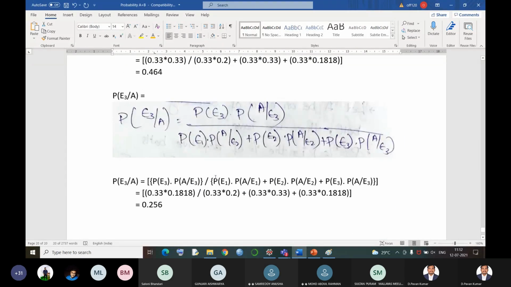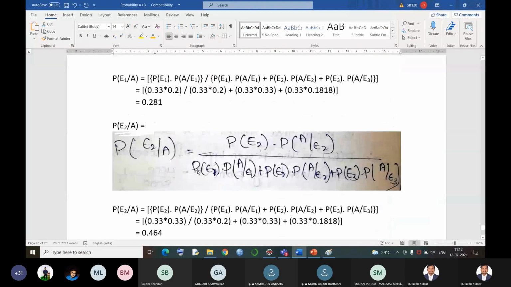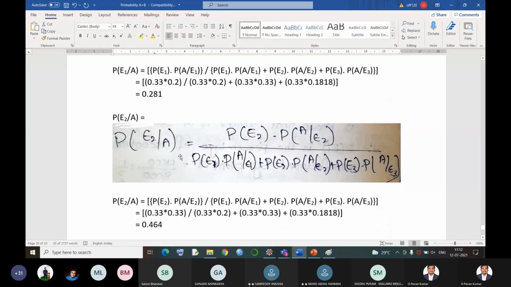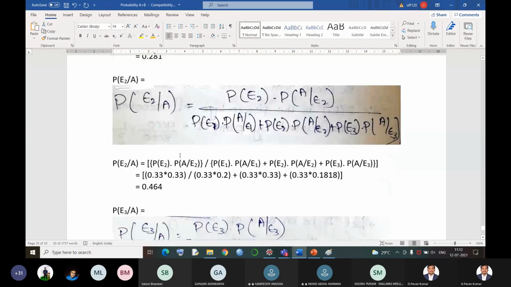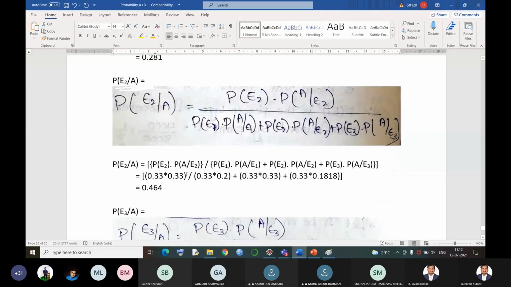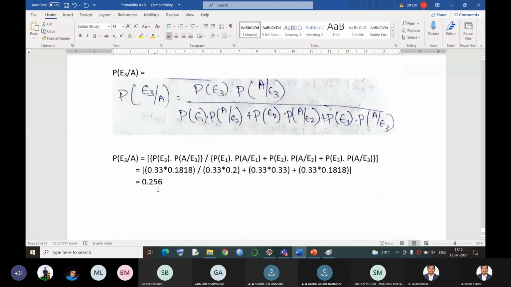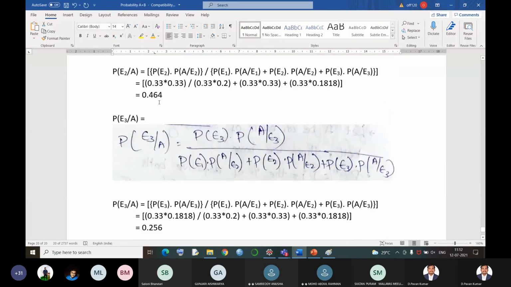So once again, if you want to check whether our answer is perfect or not, you can simply add these values. So this comes to 28% plus 25% plus 46%. Almost it is equal to 0.995 or something. So almost that means total probability is equal to 1. So we are up to the mark.